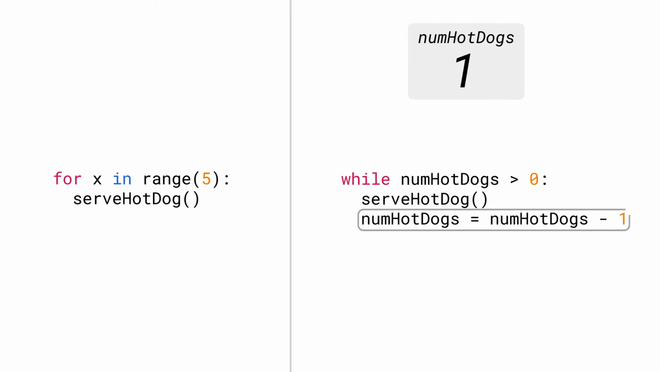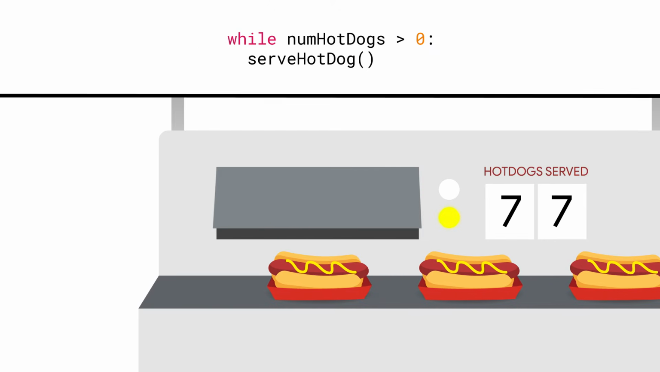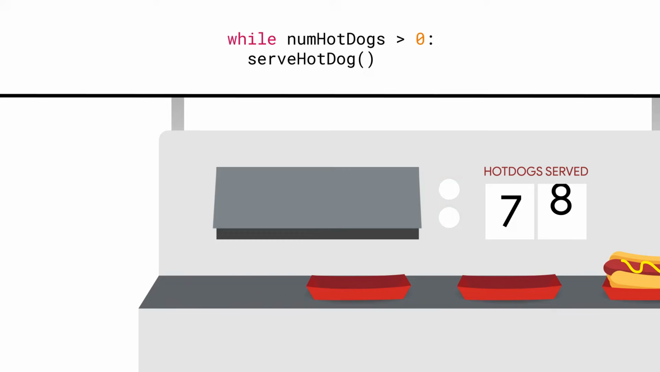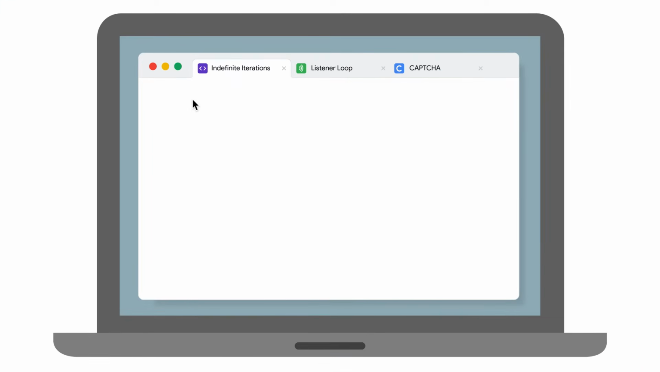The other thing you probably noticed is the last line in our code block. Once you've served a hot dog, you need to remember that you now have 1 fewer hot dog. This way, once you're out of hot dogs, your while loop will break and move on to the rest of your program. If you forget to reduce the number of hot dogs in your inventory, your loop will go on forever, looping indefinitely. Let's leave this hot dog stand and explore a programming problem you're likely to encounter.